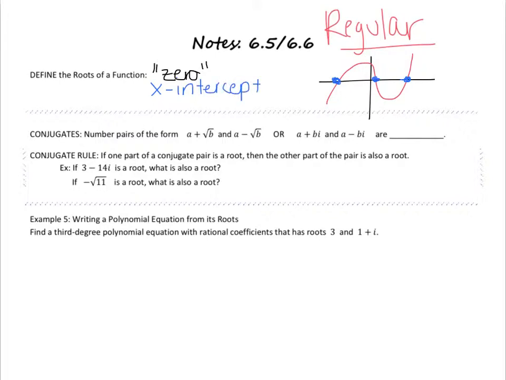So that is the x value when y equals 0, which is kind of what Kyla said. All right? It's the x value when y equals 0.